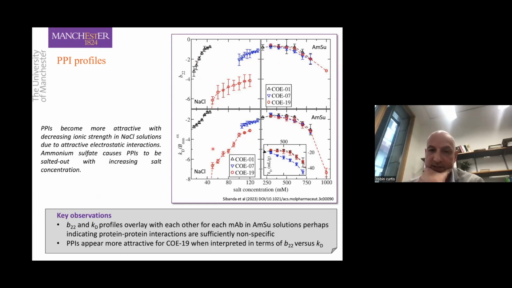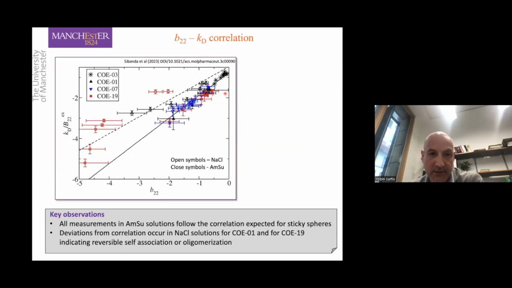And then we also compared this versus the KD measurements. And you can see that for B22 and KD in ammonium sulfate, you do get very similar profiles. But when you look at the low salt concentration conditions, you get a stronger attraction for COA19 when you look at the B22 measurements versus the KD measurements. And this is going to imply that this antibody isn't going to follow the KD B22 correlation. And so we looked at this correlation, and it looks like we do have anisotropic interactions for COA19 at low salt conditions, but at the high salt conditions, it does fall on this correlation.